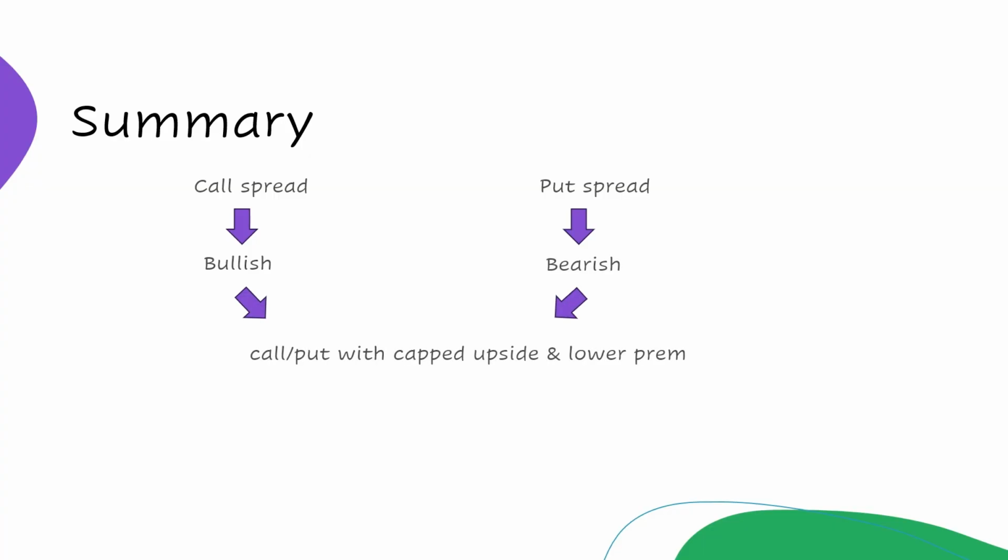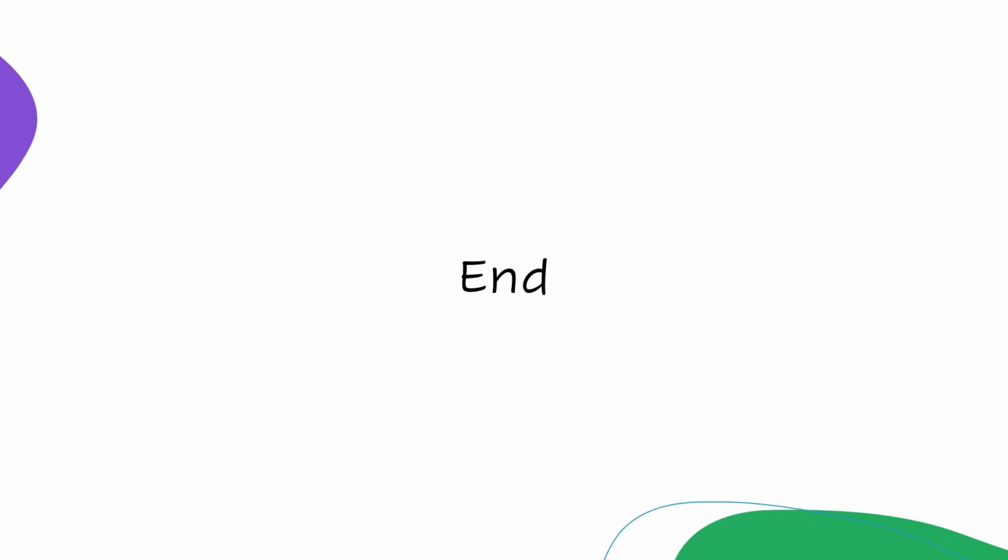We talked about call spread and put spread in this chapter. Call spread is a way to express a bullish view and put spread is a way to express a bearish view. Call spread and put spread are similar to call and put but with capped upside payoff and lower premium. The key thing to look at when trading call spread and put spread is the ratio of premium versus max payoff. This is the end of chapter 8.